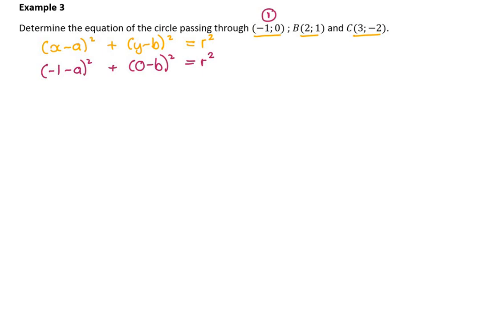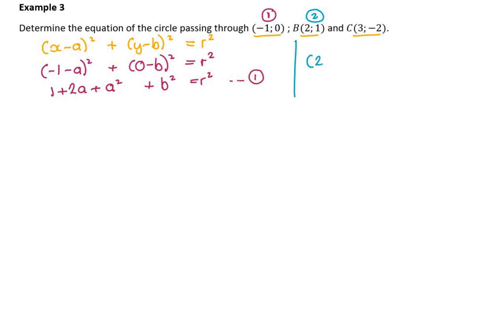So if I multiply out, just to get that into a decent looking equation, this is 1 plus 2a plus a squared plus b squared is equal to r squared. So this is equation number 1. If I move on to my second point, equation number 2, I'm actually going to do it next door.